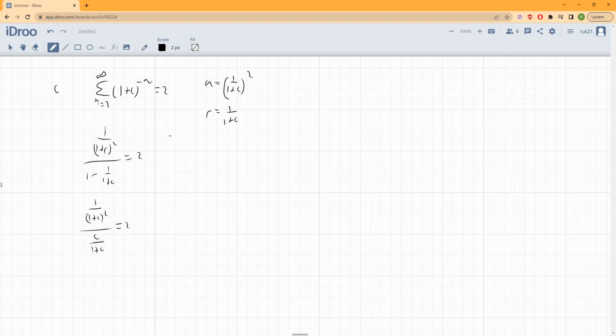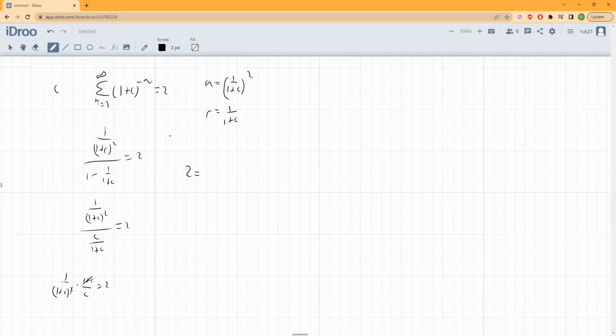So on the top then, what is it going to become? It's going to be c over 1 plus c. That's how it's going to simplify. Or maybe, I don't know, one second. Half asleep, guys, I'm sorry. So it's 1 over 1 plus c squared times 1 plus c over c. So this cancels out, and that is equal to 2.